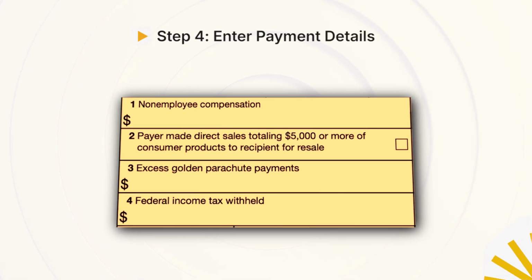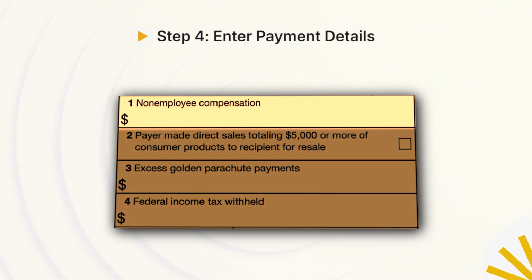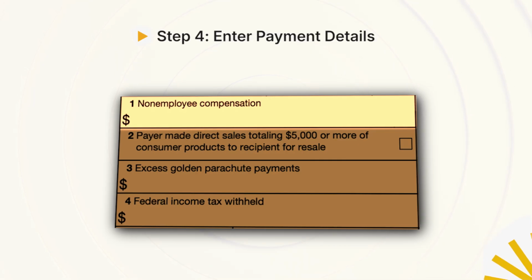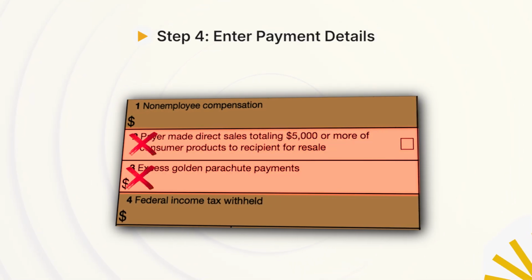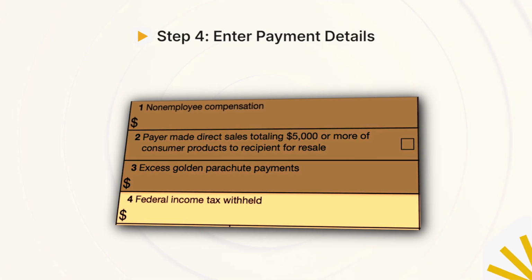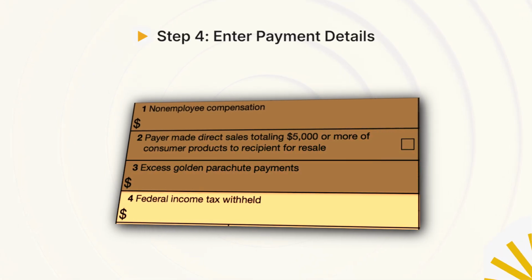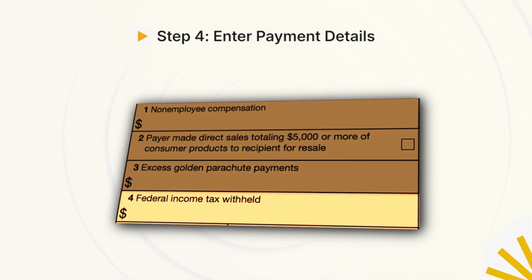Step 4 is to enter payment details. Box 1, non-employee compensation, is where you enter the total you paid them, like $900 for a designer. Boxes 2 through 3, you can leave blank. These aren't used. Box 4, this is federal income tax withheld. If you withheld backup tax, enter it here.